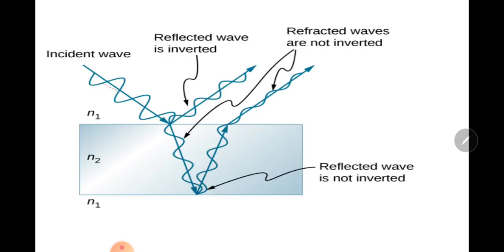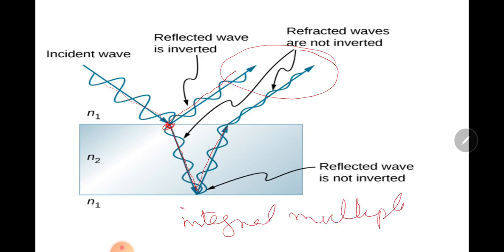Now this is the incident light ray. Reflection takes place from the topmost point. Half is reflected and half is refracted. When these two light rays come to our eyes, an interference pattern will be produced depending upon the path difference. If the path difference is an integral multiple, constructive interference will take place. If the path difference is a half integral multiple, destructive interference will take place.